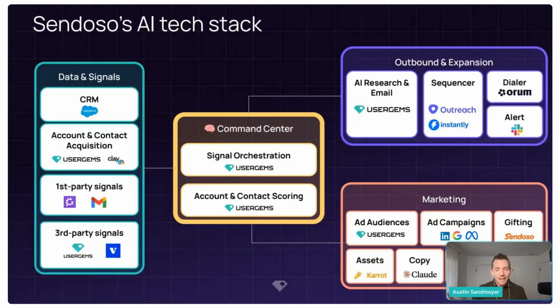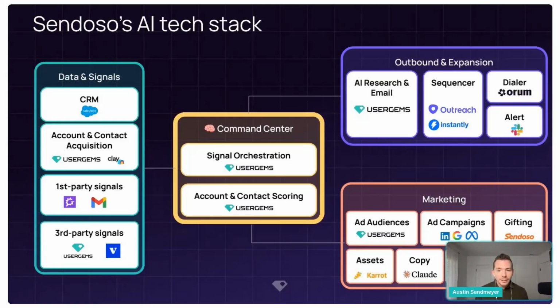As we walk through our tech stack here, I may be covering it, maybe not. I have the slide up so I can walk through it, but data and signals is CRM, which is our Salesforce. Contact acquisition, we talked about this already. We use UserGems and Clay. Happy to chat more about that as well if there are any questions. First party signals, we use Gong, as well as all of our email. Great first party signals. Third party signals is UserGems. We use Vector as well to understand our website information. Command center, UserGems for signal orchestration, account and contact scoring. UserGems for, as we go out to the outbound expansion kind of motions. UserGems is generating all those emails that we saw earlier.